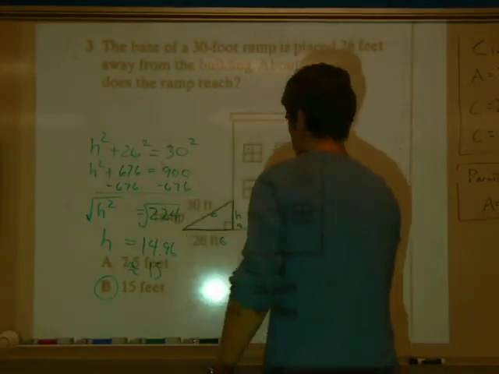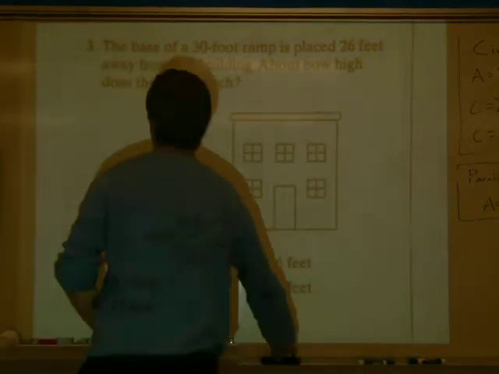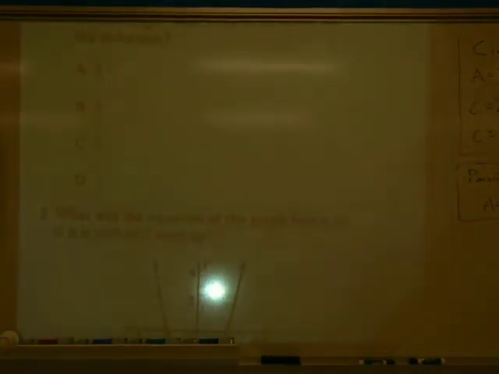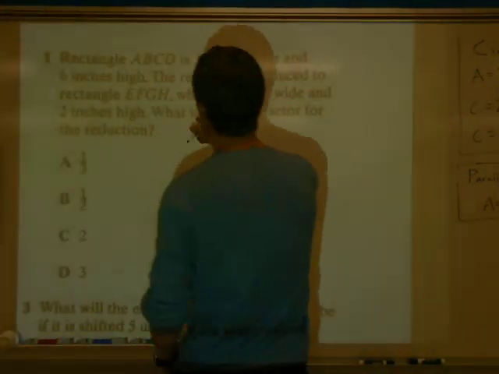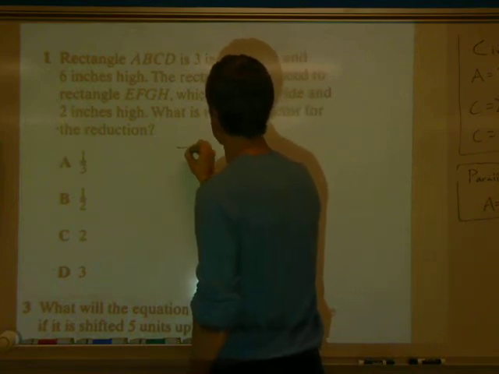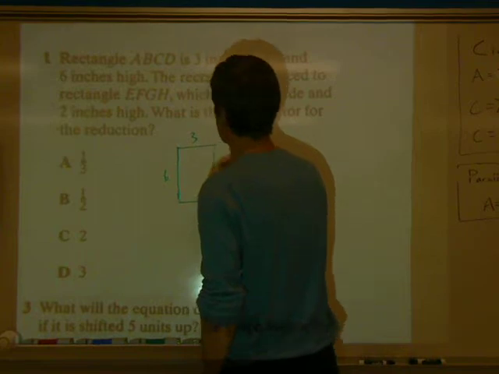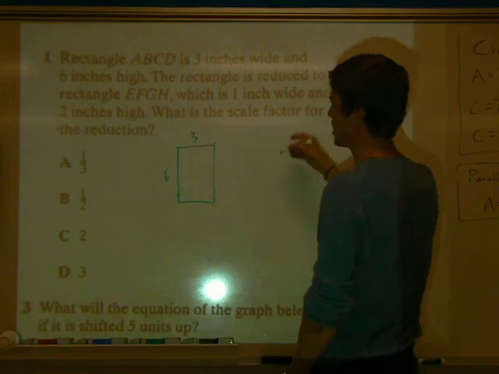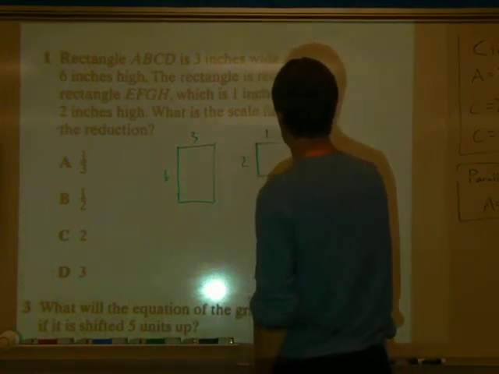Alright, so let us move along to the next problem, which is going to be, now we're in the top right column, let's go right here. And we are talking about scale factor, which we have done. Rectangle ABCD, 3 inches wide, 6 inches high. Now the rectangle is reduced to rectangle EFGH, which is 1 inch wide and 2 inches high.